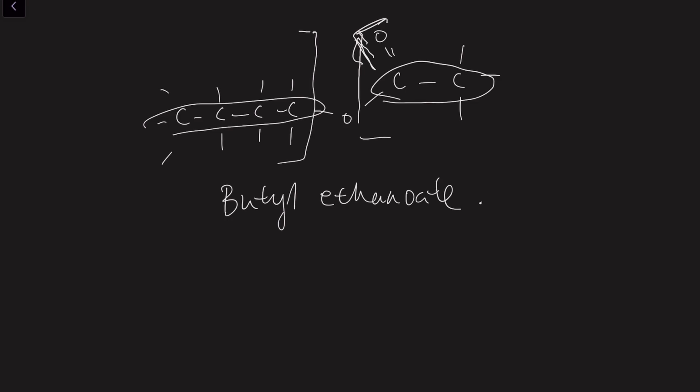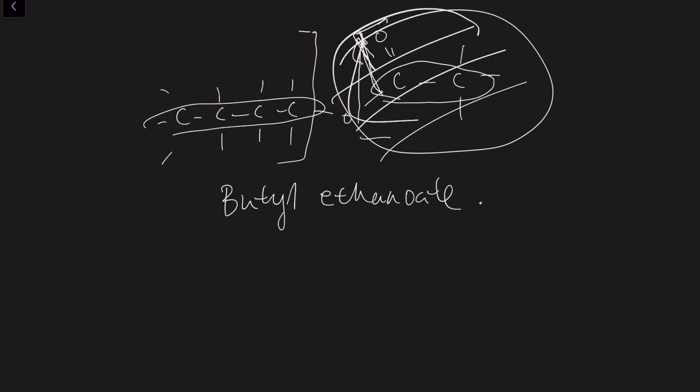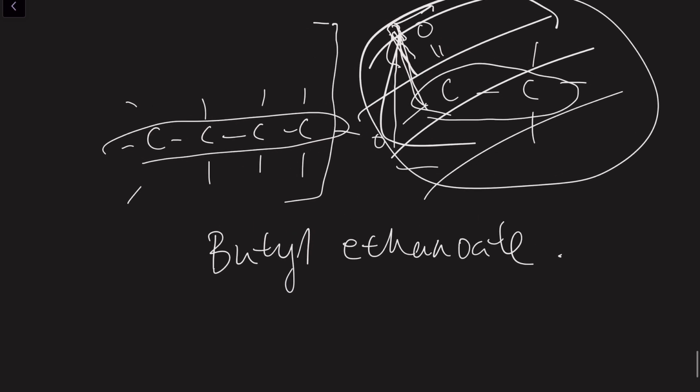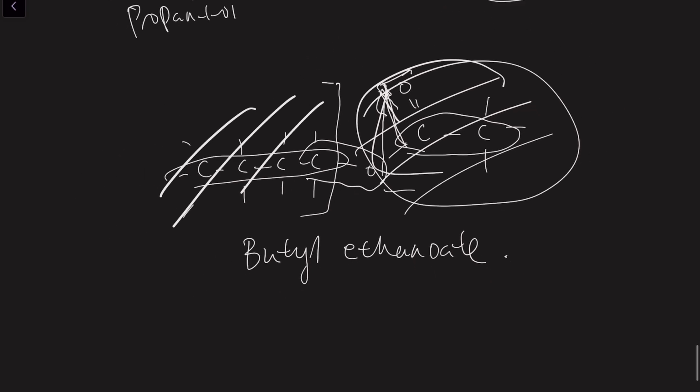So always look at the carbon double bonded to this oxygen, and this indicates that the part is the acid. And the carbon single bonded to the oxygen tells you it is the alcohol part.